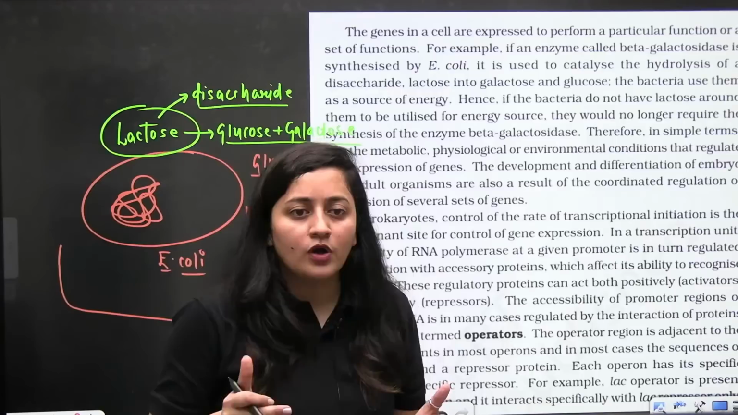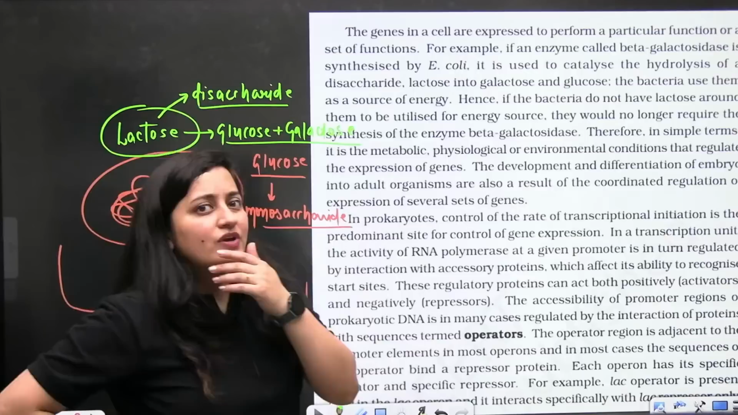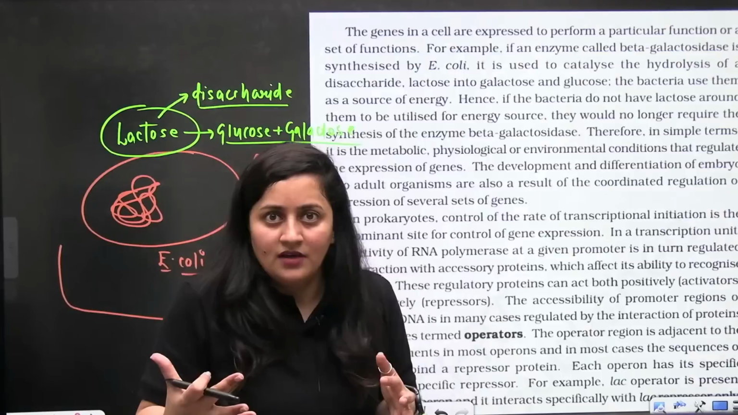So normally what was happening, E. coli was taking the glucose for its energy. Now to E. coli, the glucose is not available, but lactose is available. So E. coli was thinking, if I start taking the lactose, I can break that lactose and I can get the glucose, isn't it? But this is not a usual affair, right? This is not the thing that E. coli used to do regularly.